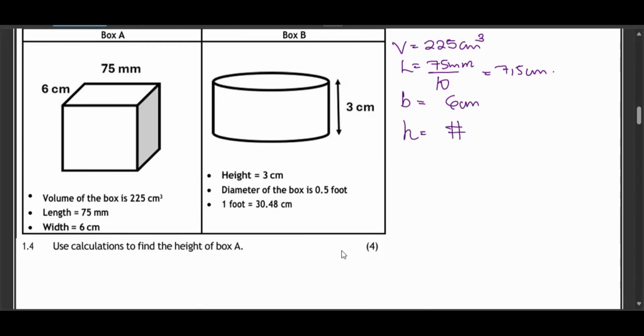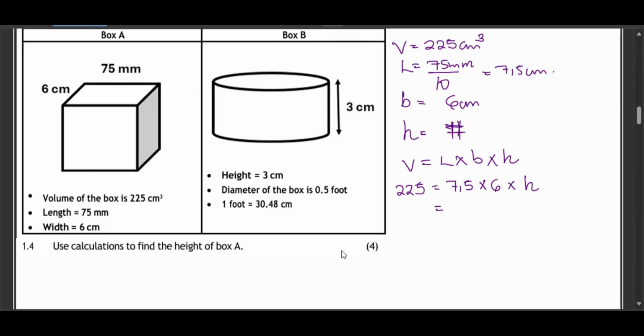Please don't just fill in to get the answer. Ask yourself, this is a rectangular prism. How did they get the volume? Volume equals length times breadth times height. What do I have? I have volume given to me as 225. Do I have my length? Yes. What is it? 7,5. Do I have my breadth? Yes. What is it? 6. Do I have the height? No. It's what I'm looking for. I leave it the way it is. Then I simplify.